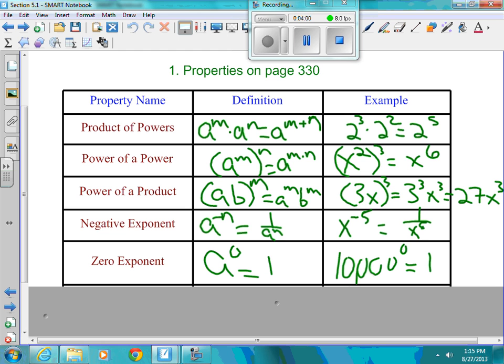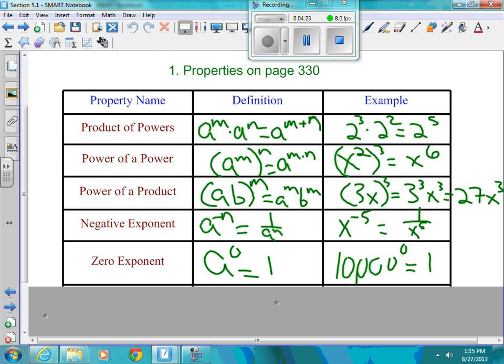Negative exponent property. If we have a negative exponent, in this case a to the negative n, as defined here, it is the same as 1 over a to the n. So in other words, a negative exponent flips a base to the bottom. Or if you had a negative exponent in the bottom of a fraction, in the denominator, you theoretically could flip it to the top.